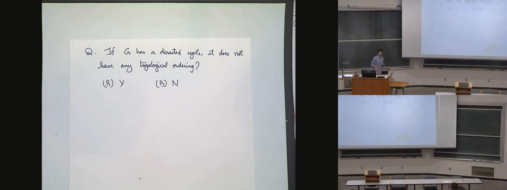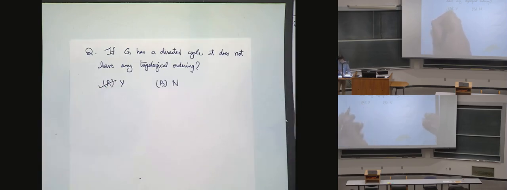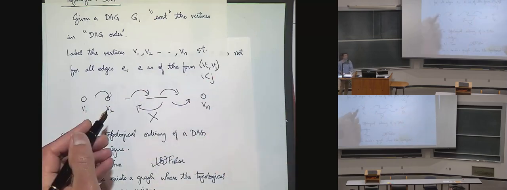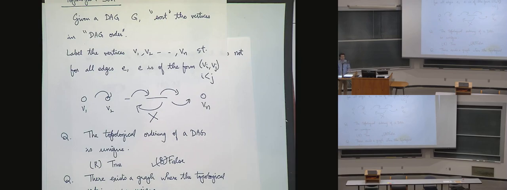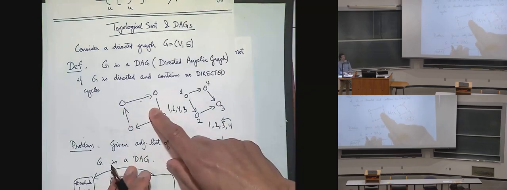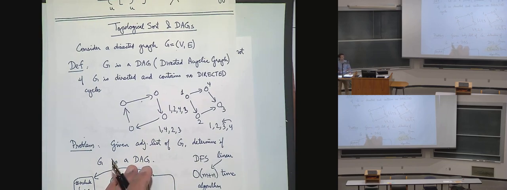If it has a directed cycle, could you construct a topological ordering of the vertices? That's true. I shouldn't have done it as a double negative, but it does not have any topological ordering. Because no matter how you order the vertices, you'll always have something going back because there's a directed cycle. If you look at this, there is no way you could sort the 4 vertices and not have an edge going back. No matter how you put it, there's going to be one edge that's going to go back. Does that make sense?